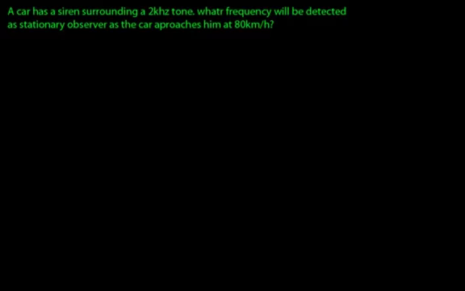A car has a siren producing a 2 kilohertz tone. What frequency will be detected by a stationary observer as the car approaches him at 80 kilometers per hour?